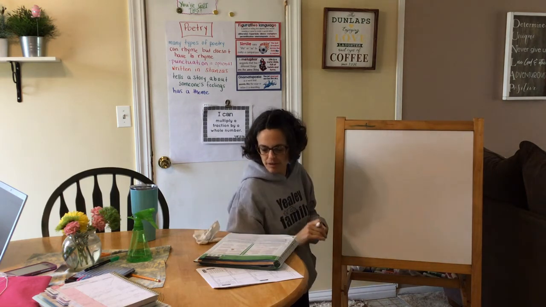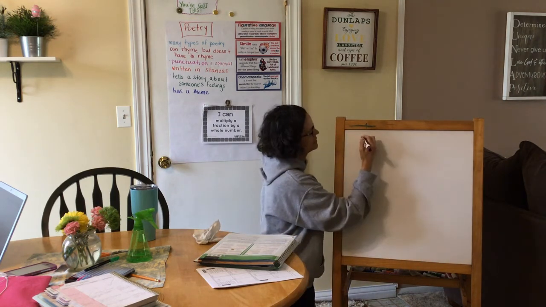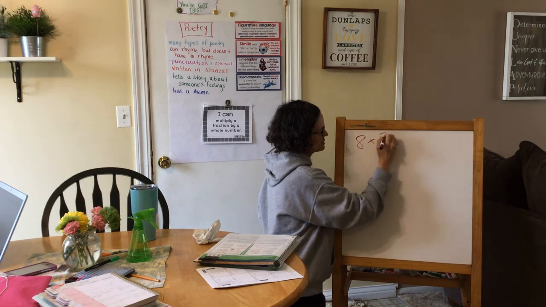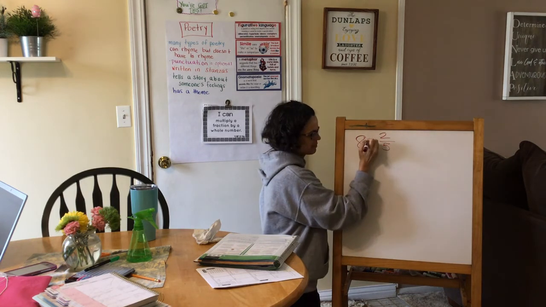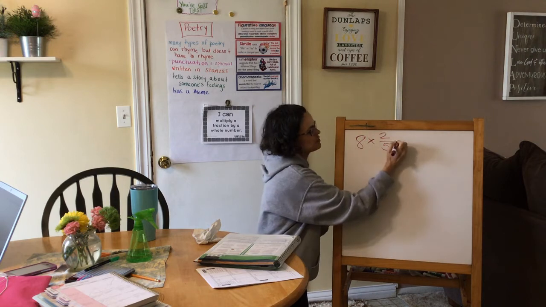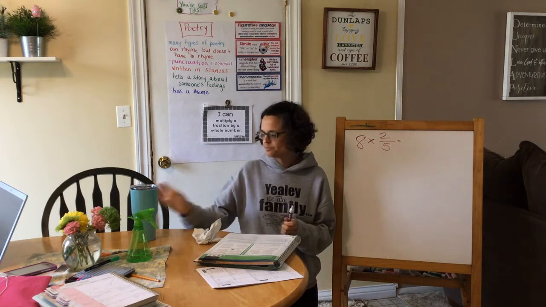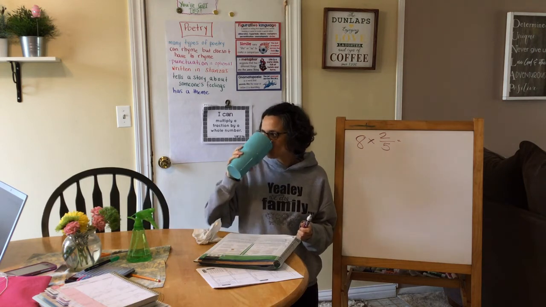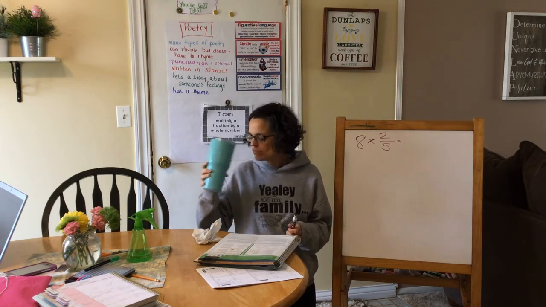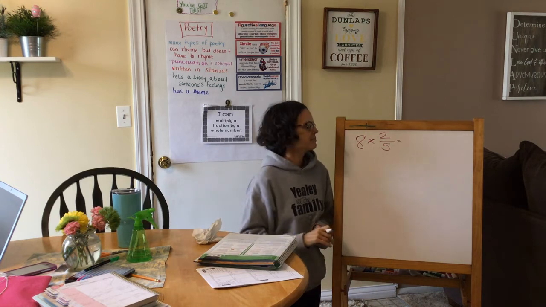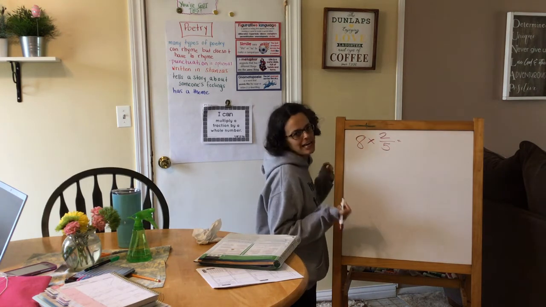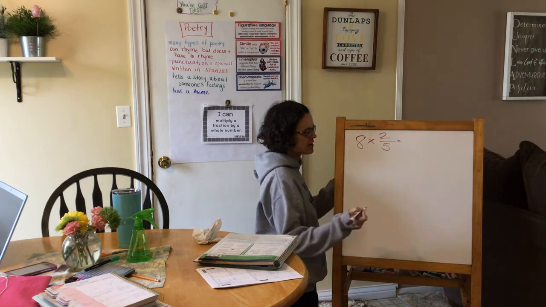All right, here you go. You ready? 8 times 2/5. 8 times 2/5. Go ahead and pause me and see what you can do. Ready? Go. All right, so what'd you get for 8 groups of 2/5?